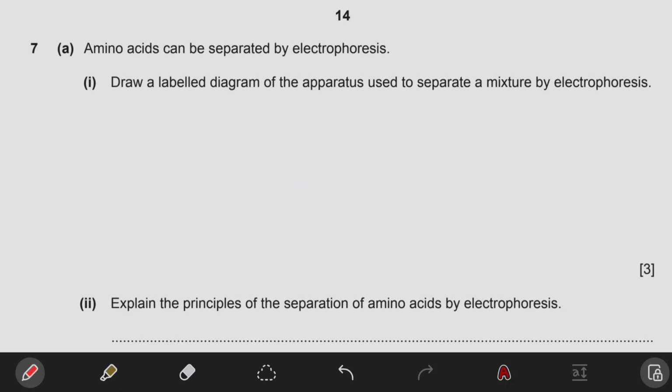Question number 7. Amino acids can be separated by electrophoresis. Draw a labeled diagram of the apparatus used to separate a mixture by electrophoresis. So let's draw the diagram.